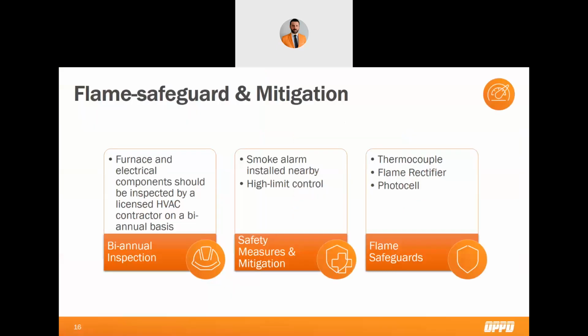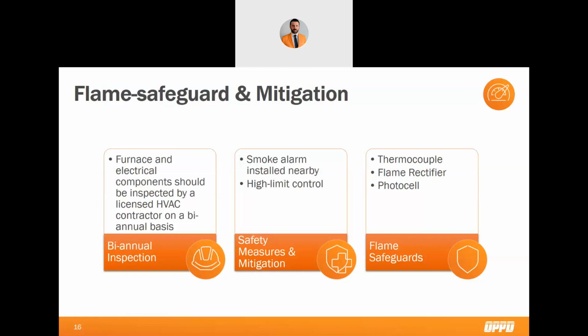All HVAC systems should be inspected on a biannual basis. This is particularly key before the winter months with gas furnaces. These inspections make sure the components of your furnace's heating elements are working properly and safely, which includes flame safeguard controls like a high limit control switch extinguishing the burner in the event of overheating.